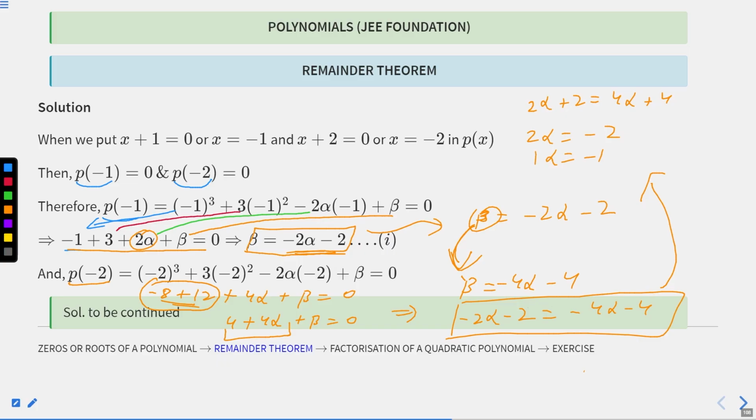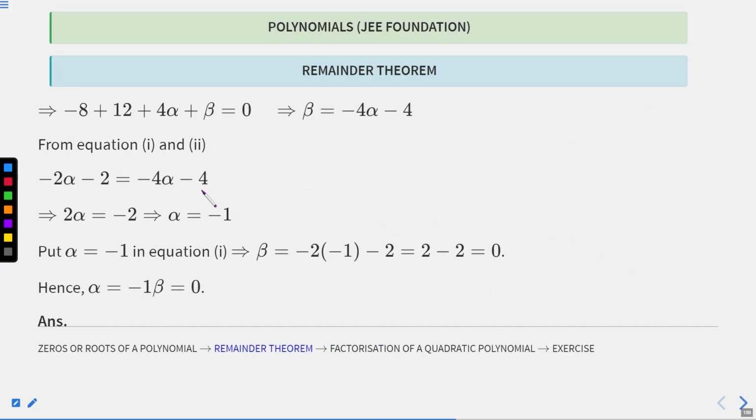So alpha is equal to minus 1. I hope now it is clear to you. Now putting the alpha value over here, you will get beta is equal to minus 2 times minus 1 minus 2, which will be 2 minus 2. Sorry, it is minus 2 times minus 1, so you will get 0. So beta will be 0, and alpha will be minus 1. I hope this is now clear to you. So alpha is equal to minus 1 and beta is equal to 0.